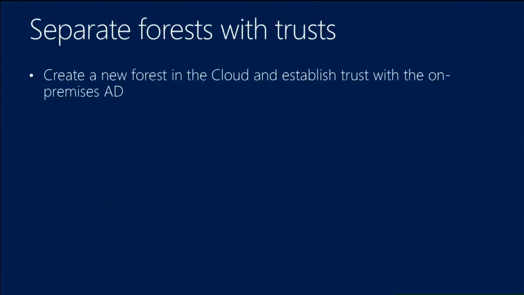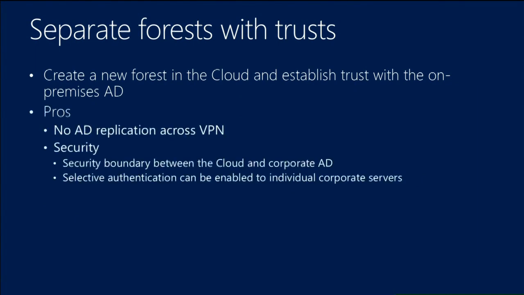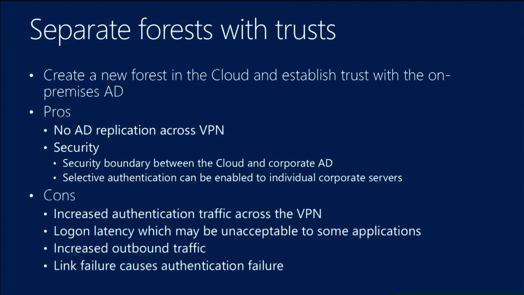So, separate forests with trust. Yes, you can do that. You can create a new forest in the cloud, and you can establish a trust with on-premises. The pros of that are that there's no AD replication across the VPN between the cloud and you. On security, you have two administrative boundaries, one around the cloud and one on-prem. You could use selective authentication, which can be enabled for individual corporate servers. So we can actually have selective authentication down here.